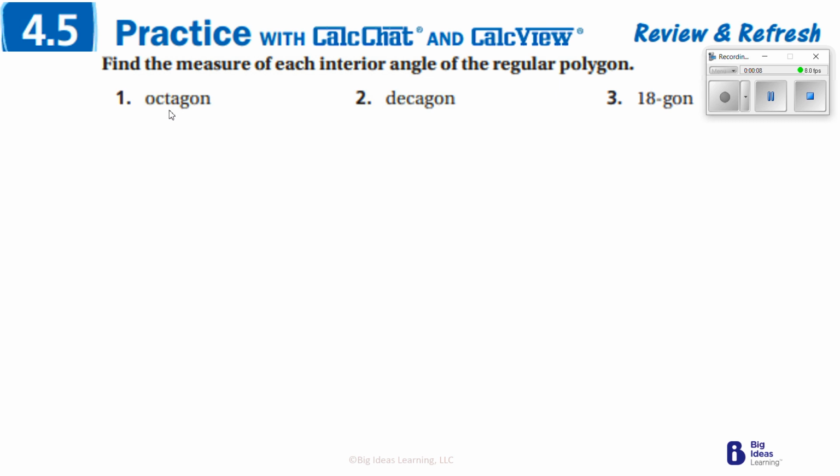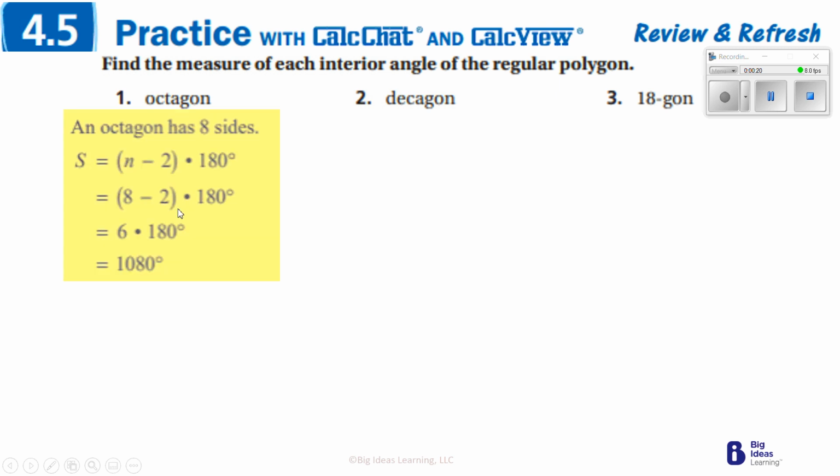We're talking about an octagon. It says find the measure of each interior angle of the octagon. We want each interior angle. We know that we're going to use the formula to find out how many degrees all the angles add up to, and that's (n minus 2) times 180. There are 8 sides of an octagon, so we replace n with 8. And 8 minus 2 is 6. We do parentheses first. 6 times 180 is 1,080.